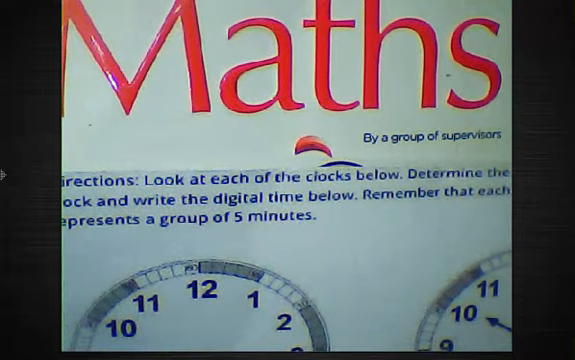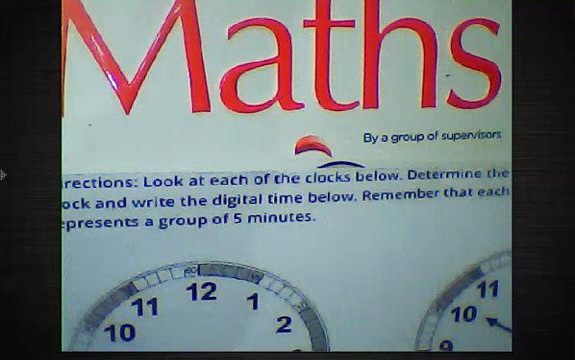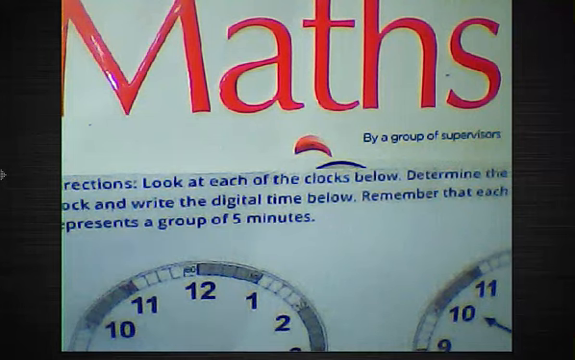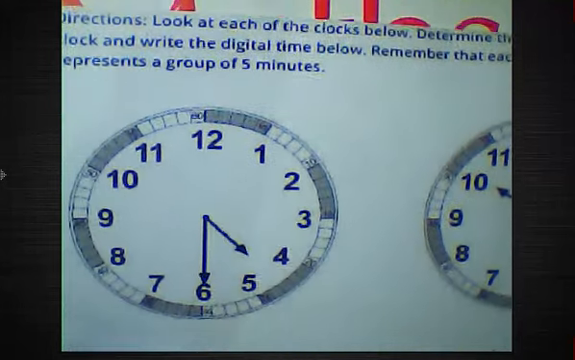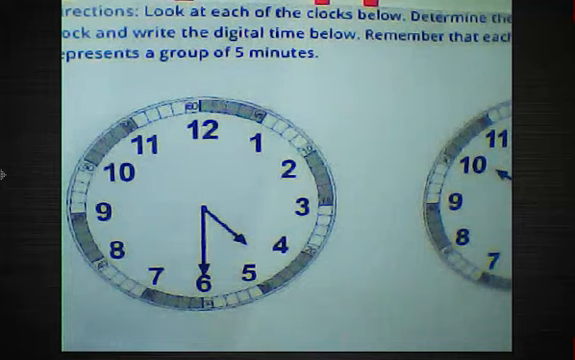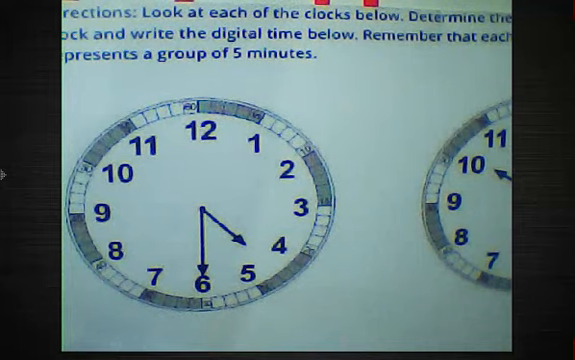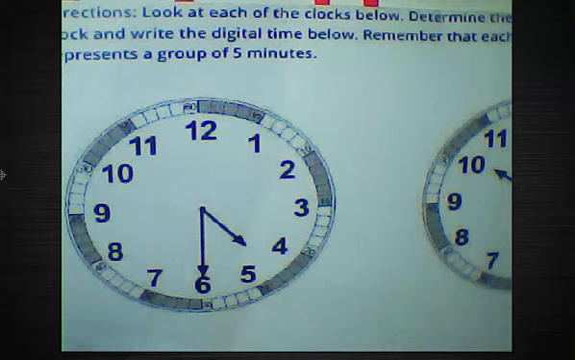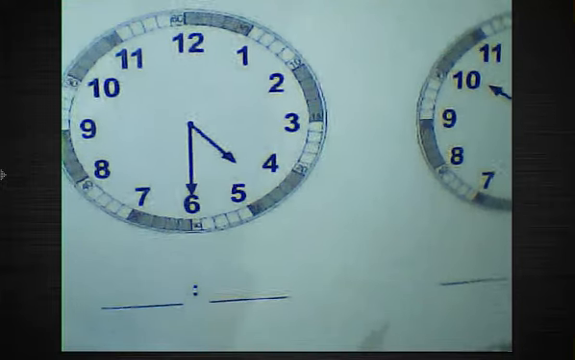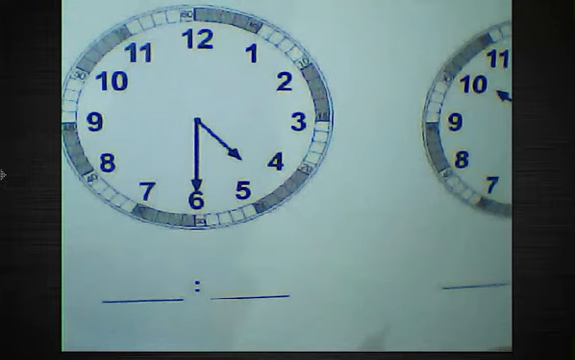Today we will solve a lot of questions about hours. We can read the clock. Look at the question here. Direction: look at each of the clocks, determine the time, and then write the digital time here, okay? We can read this hour here about digital time, okay?